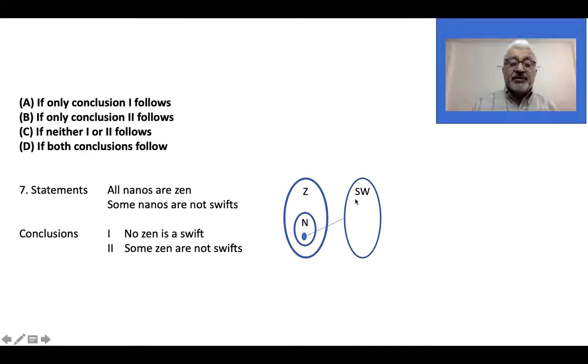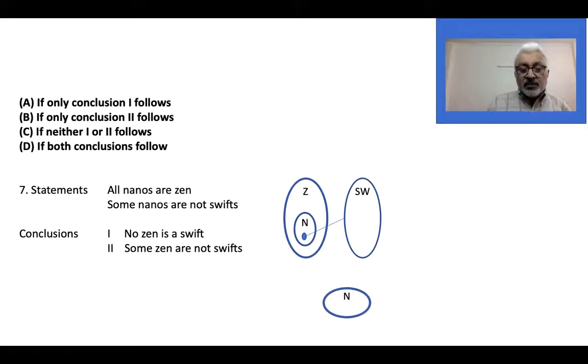Are you sure? What has it asked us to do? Keep one part of nano away from Swift. As we have learned, all the parts of nano can go inside Swift, but one part of nano can never meet Swift. So, what does it talk about the Zen? It doesn't talk anything about the Zen. So, can the Zens overlap with Swift? The answer is maybe, because we are not asked or told anything about the relation between Zen and Swift. Hence, this may be possible.